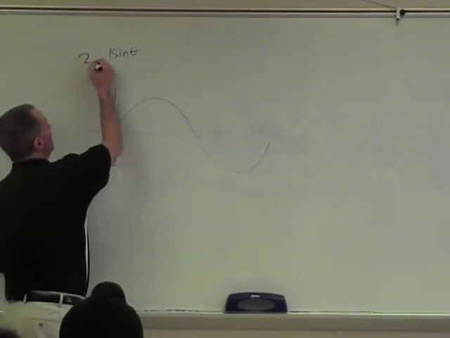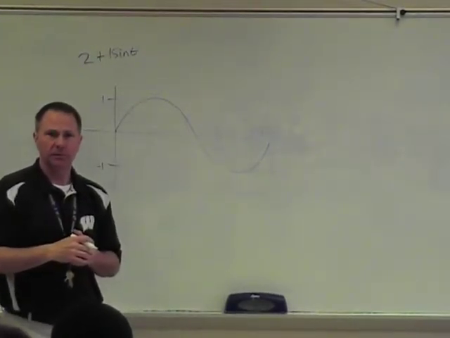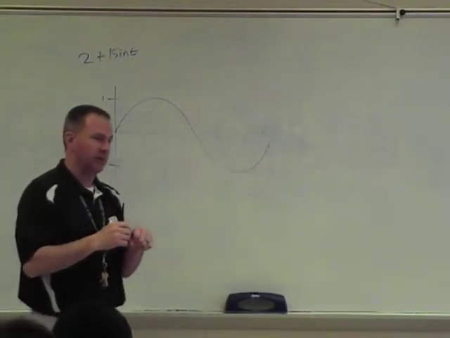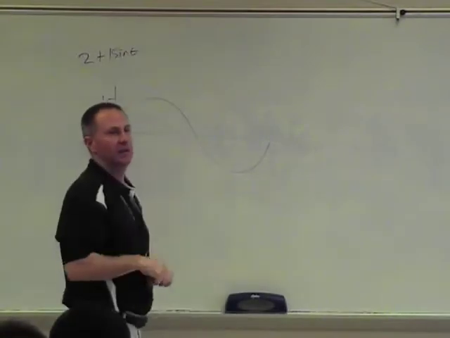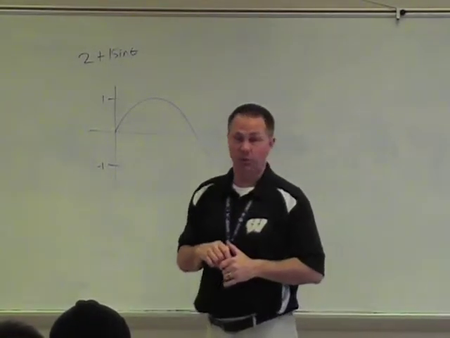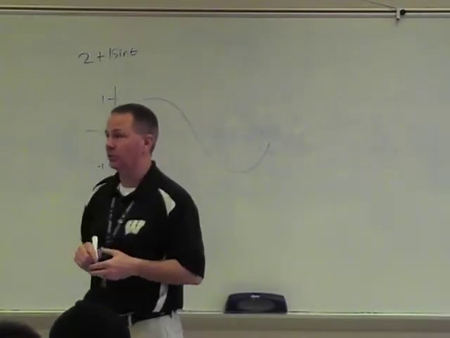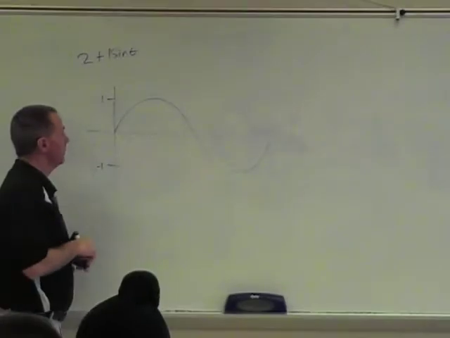If I said 2 plus the sine of theta, again, it's on the outside of the function. Inside of the function would be right here where theta is at. That would be on the inside. And anything on the inside is a horizontal movement. We'll get to those tomorrow. Today we're dealing with the vertical movement, okay, and the length before it repeats itself.